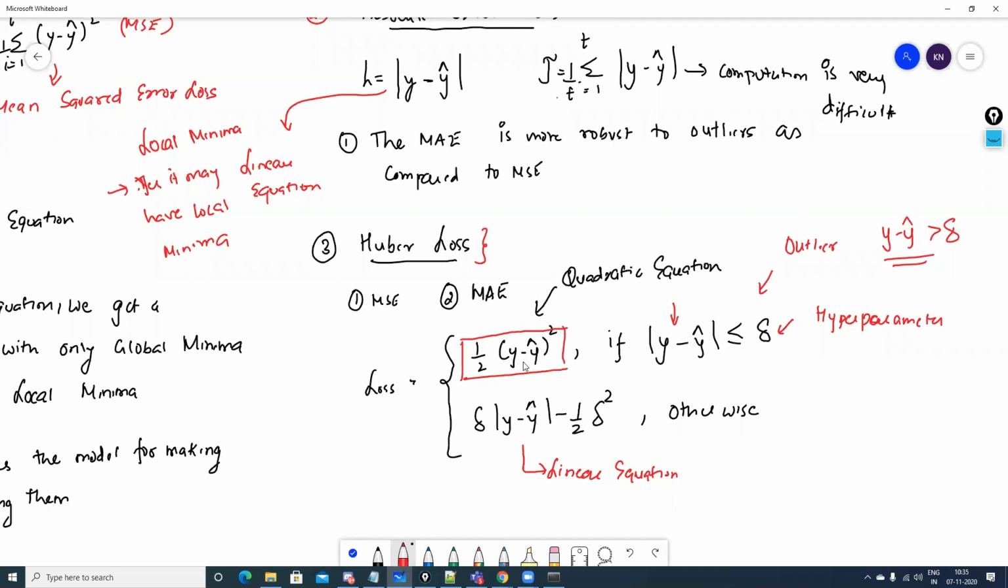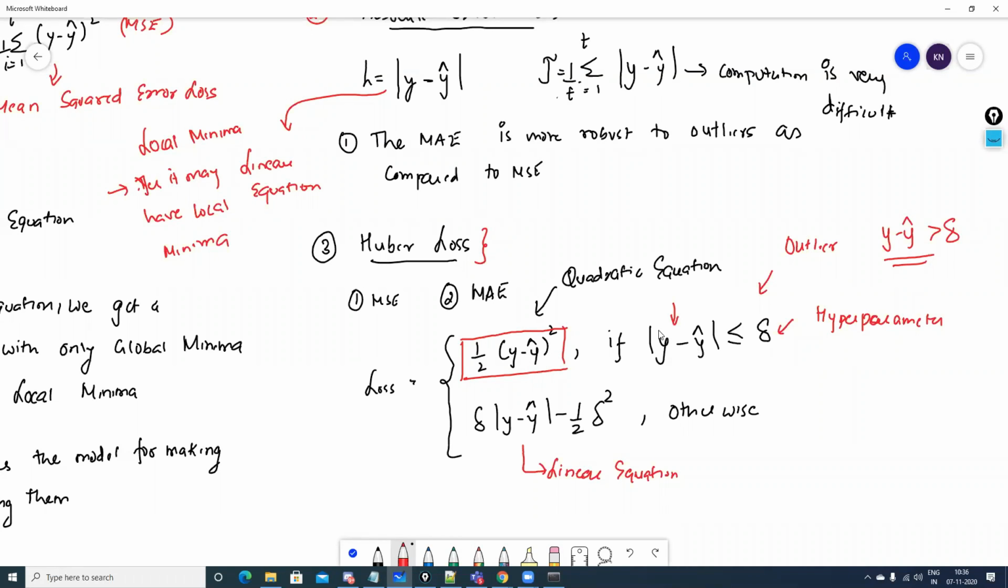We know what the advantages of mean squared error are. The advantage of mean squared error is that it is a quadratic equation. For this, we are always going to get a global minima, right? And then we are also able to penalize the error by squaring it.